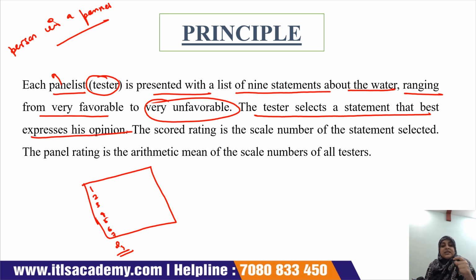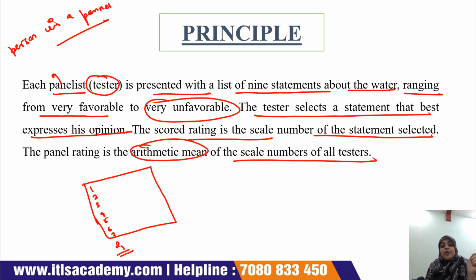Now the tester is given a sample along with the sheet, and they drink the water and mark their opinion according to the sample. Then the score rating is the scale number of the statement selected, and the panel rating is the arithmetic mean of the scale numbers of all the testers.